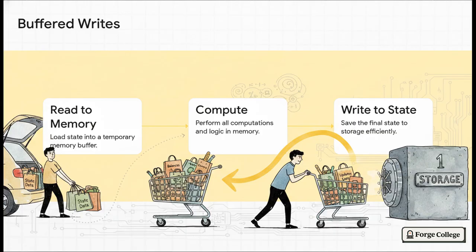Step 1, you read the initial state into memory. Step 2, you compute all your new balances or complex logic at once in that cheap memory space. And step 3, you bring it all inside in one single efficient trip. That final trip is your single state write to storage. Why is this so much cheaper? Because writing to a storage slot just once, especially changing a non-zero value to another non-zero value, avoids the massive penalties of doing multiple, independent, unbatched write operations. It's a real game changer.